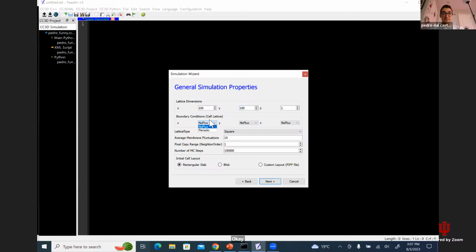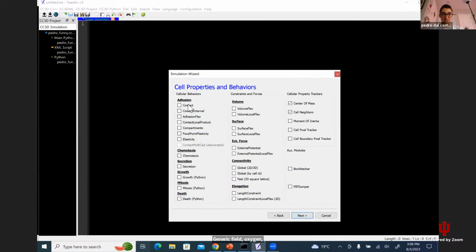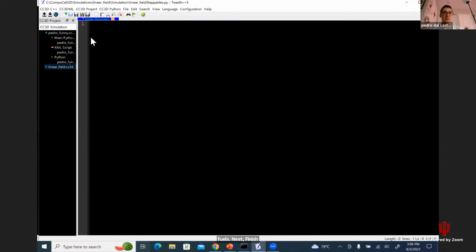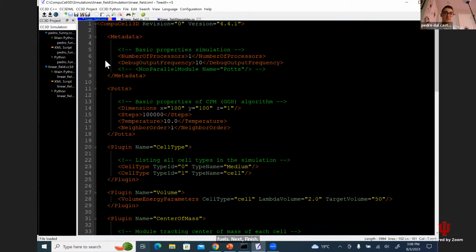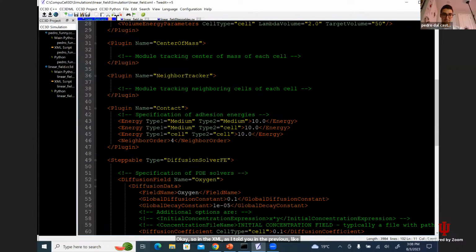Remember that these boundary conditions are for cells, not for fields, so it doesn't matter which one you set. Next, set a cell type, a generic cell type. Next, generic field, oxygen, diffusion solver, contact and volume, doesn't matter here in the case of fields. Next, finish.